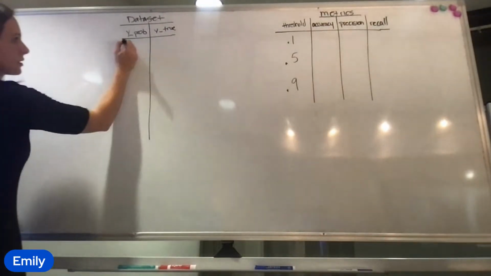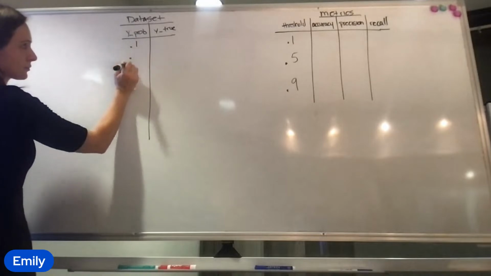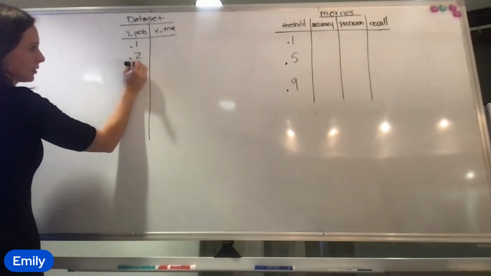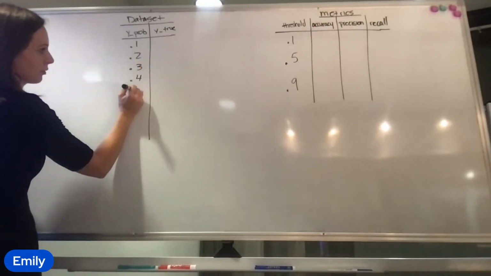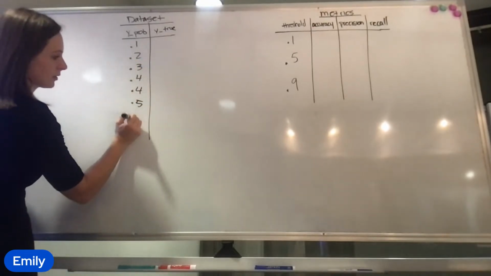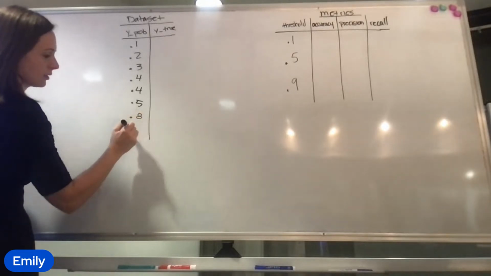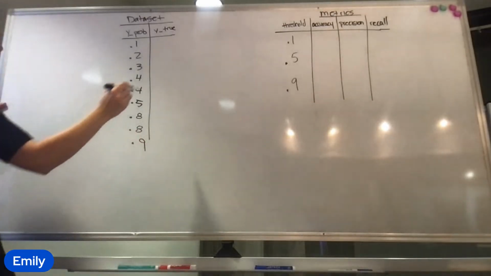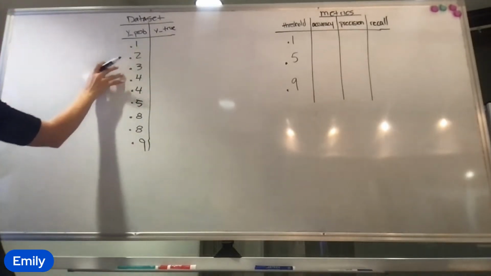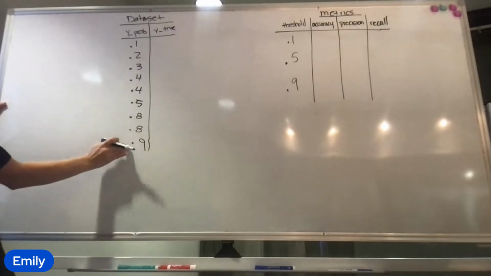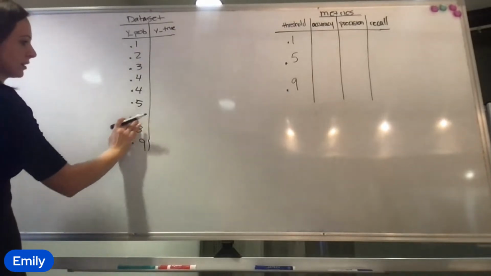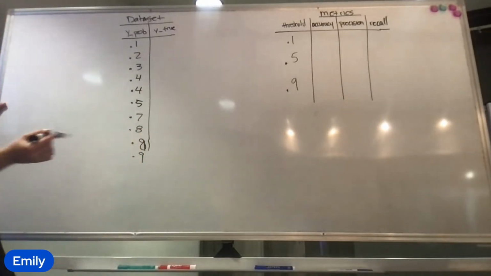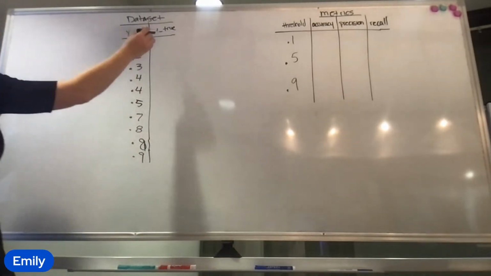So let's just do 0.1, 0.2, 0.3, 0.4, 0.5, 0.8, and 0.9. Okay. And let's say y true, 1, 2, 3, 4, 5, 6, 7, 8, 9. Let's make life easy on us. Let's put a 7 in here, actually. 8 and 9. Okay. We have 10. Should be easy to calculate.